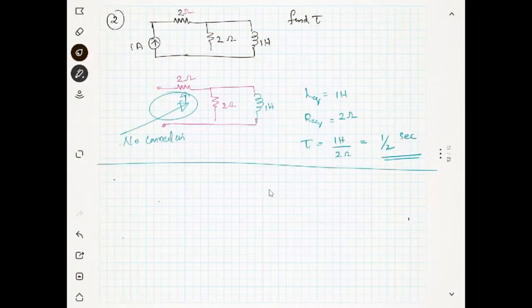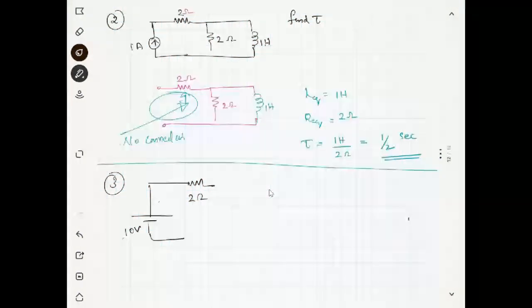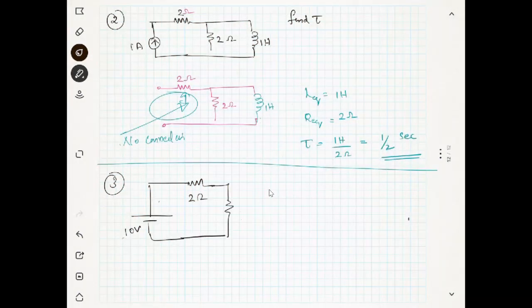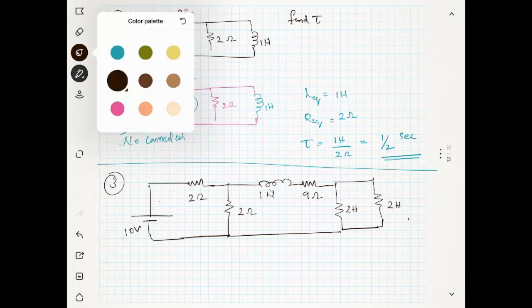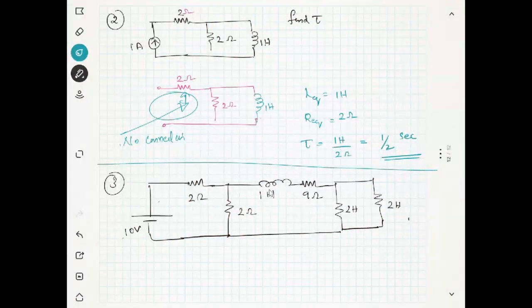You have to find the time constant. You have a 10-volt battery like this, 2 ohm, and this is again an inductor, 1 Henry, and I think it's 9 ohm. Then 2 Henry, again 2 Henry. Now what you have to do is short circuit the voltage source, and you have 2 ohm here, again 2 ohm.